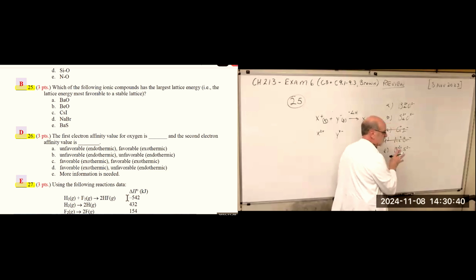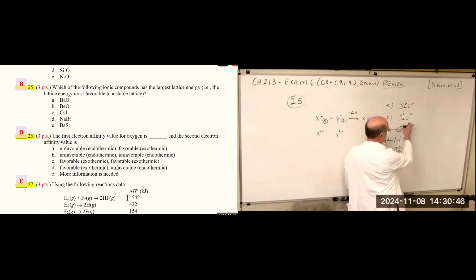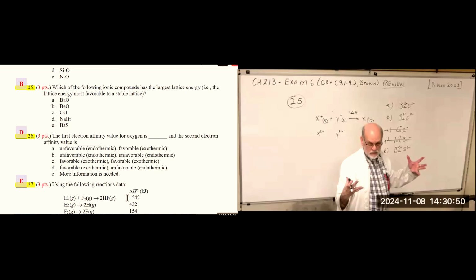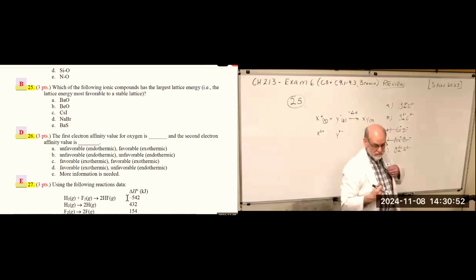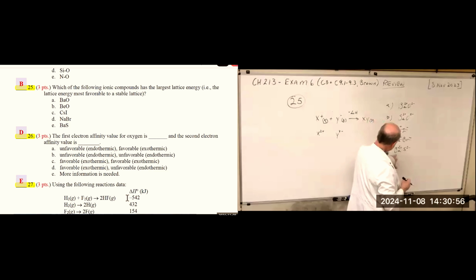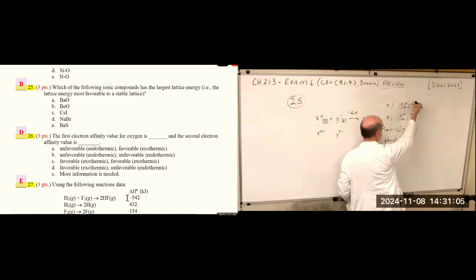Then we look at the size of the ions. Sulfur is going to be a much bigger ion than oxygen, so it diffuses that charge over more volume, right? Lower charge density. So this one would have a stronger bond than that one, and we can eliminate that one in favor of that one.